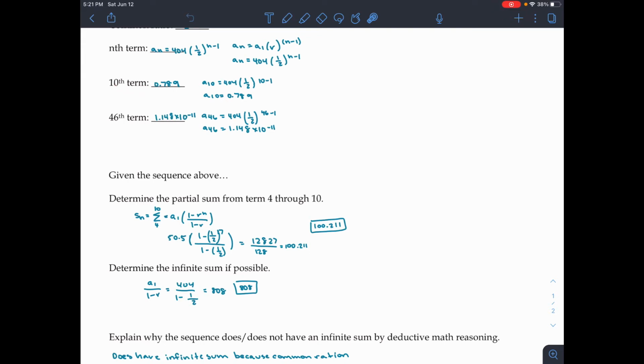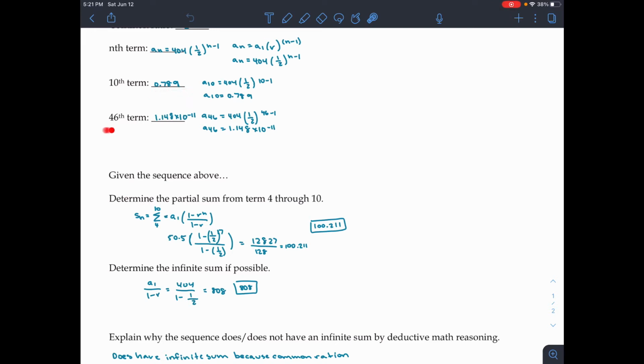To find the 10th term, we just take that same equation and replace the n with 10, because that's our n. Then we would get 404 times half to the power of 10 minus 1. And that would approximately be 0.789, so that would be our 10th term.